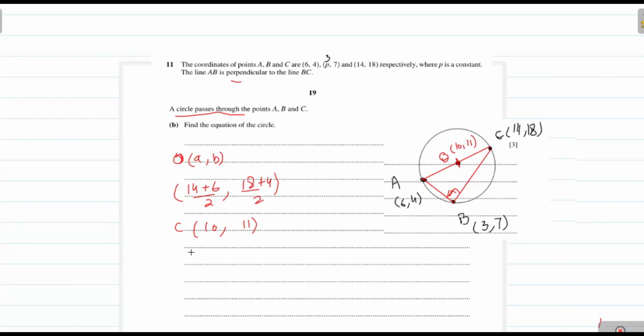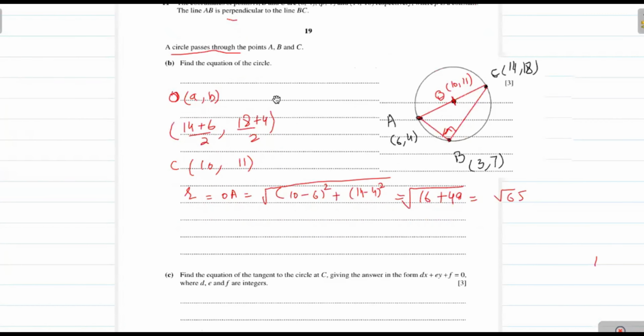Now we can find the radius. The radius of the circle will be equal to OA, and this will be equal to the square root of (10 minus 6) whole square plus (11 minus 4) whole square. We use the distance formula here. Therefore, it would be equal to 4 square is 16. 11 minus 4 will be equal to 7. 7 square is 49. Therefore, the radius will be equal to square root of 65.